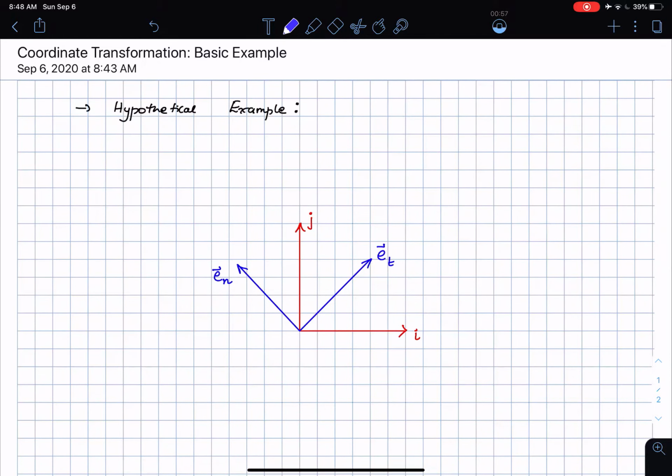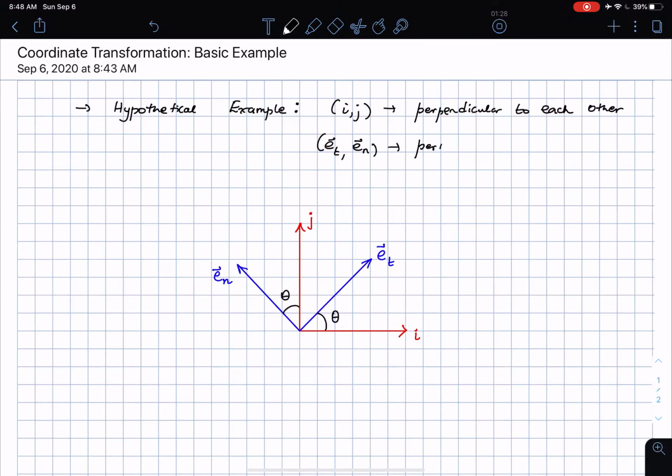Let me say that the angle between the two frames is given as the angle theta. Of course et and en are perpendicular to each other, which means that this angle here is also going to be equal to theta. I and j are perpendicular to each other, and then et and en are also perpendicular to each other.